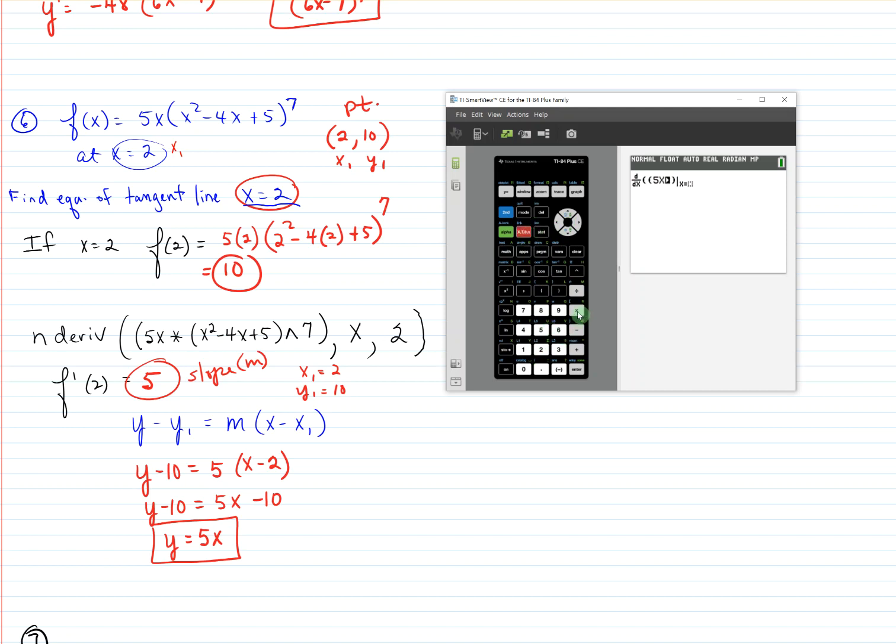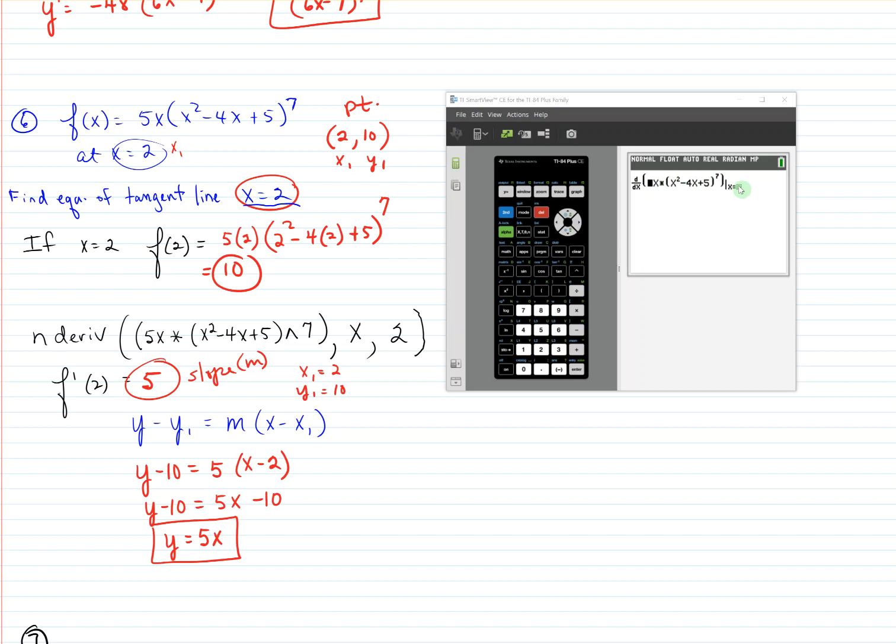5x times a parenthesis, x squared minus 4x plus 5, close, to the, we'll raise it with a caret, 7th, and I think we're good. Let me see if I've got the right number of parentheses. I think I may have had an extra one here, because you always have to have one to close when you open. So this one opens, that closes that, open, close. I think I had an extra one.